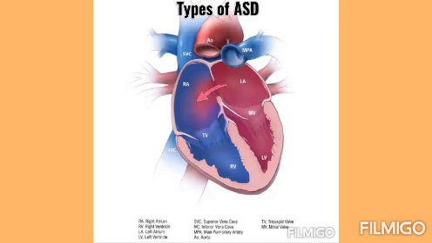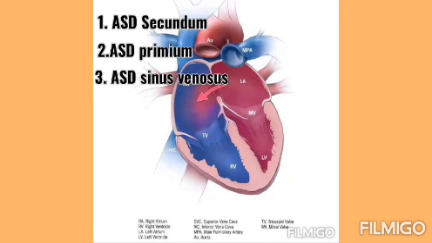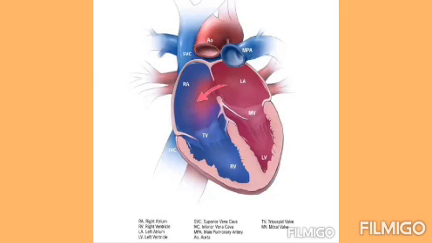So, what are the types of atrial septal defect? There are three types, and we're going to be looking at them now. One is the atrial septal defect secundum. Two is the atrial septal defect primum, and the third one is atrial septal defect sinus venosus. All these are due to the locations of this particular defect. ASD secundum is located close to the foramen ovale. Sinus venosus, the third one, is located close to the superior vena cava, and ASD primum is down the septum.